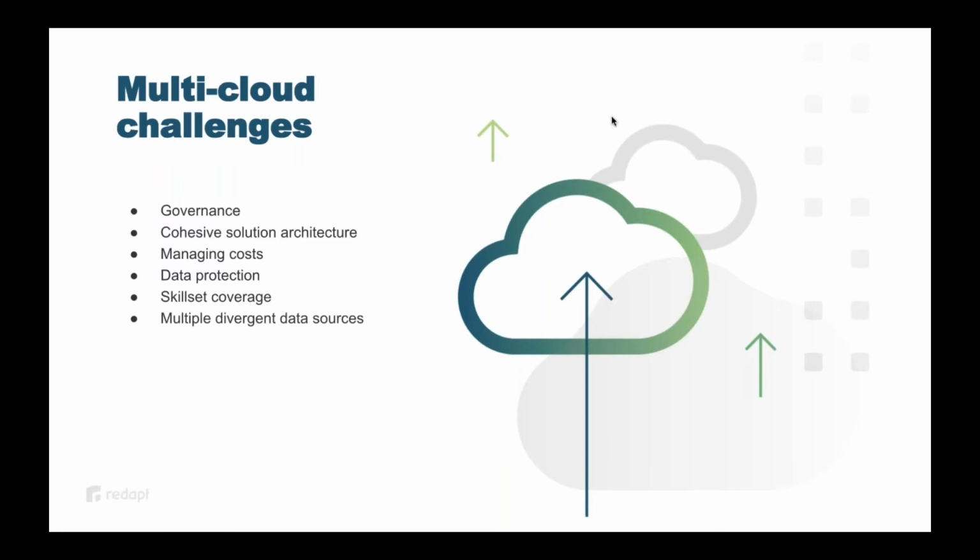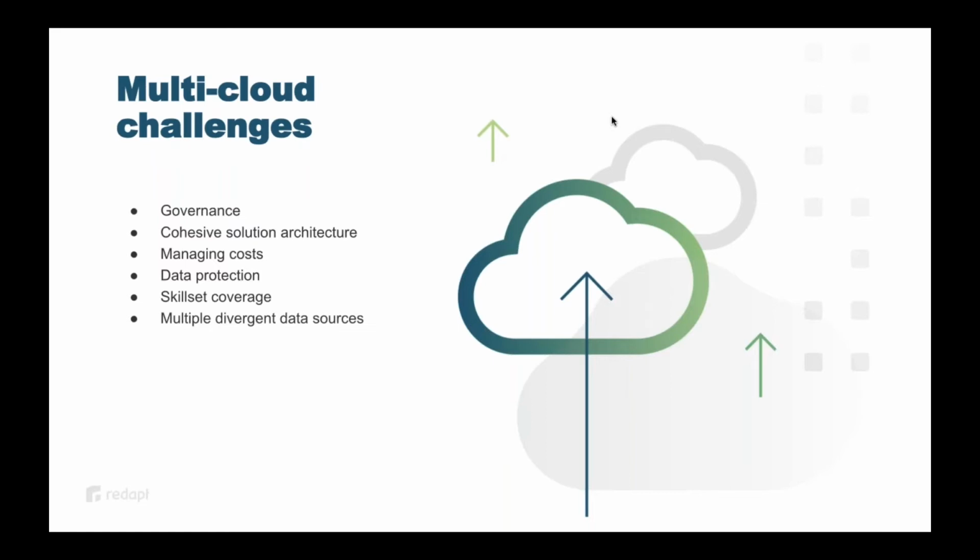The more distributed your cloud solutions, the more challenges you have with your governance plane. So now I have to have governance in Google Cloud, and I have to have governance in Azure or AWS. Creating a cohesive solution architecture is also more difficult. How do I make sure that the applications that are being developed in Google Cloud work seamlessly with what we've got in place in AWS, for example?